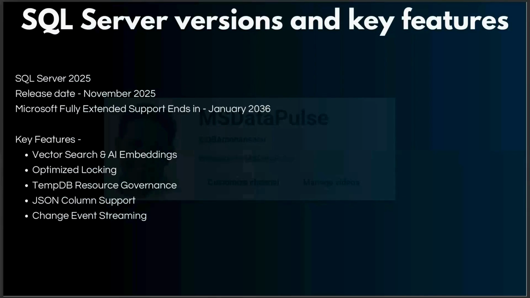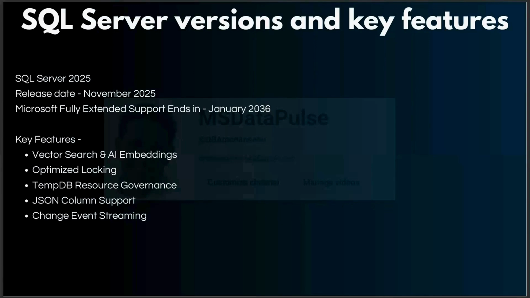Next is optimized locking. This feature, previously available with Azure SQL, is now available on-prem. It uses TID, or transaction ID, locking to virtually eliminate lock escalation and blocking, allowing millions of row-level locks without exhausting memory. You get around 30 to 50% better concurrency for high transaction OLTP workloads. Next is the tempdb resource governance. You can now set percent-based limits on tempdb usage to prevent a single runaway query from crashing the entire server.